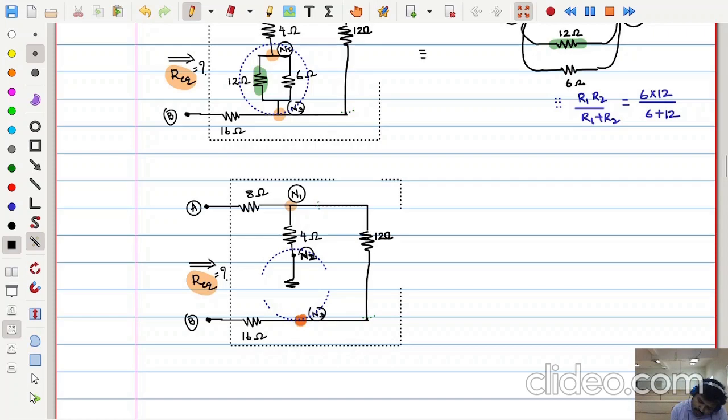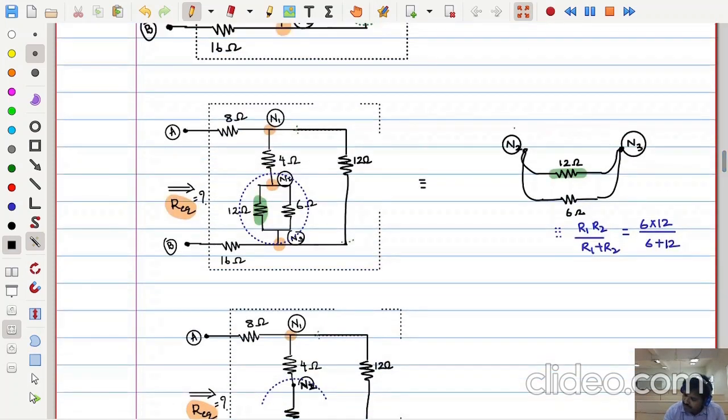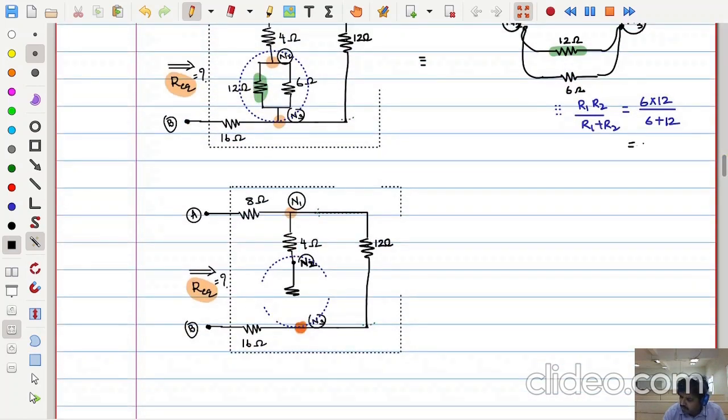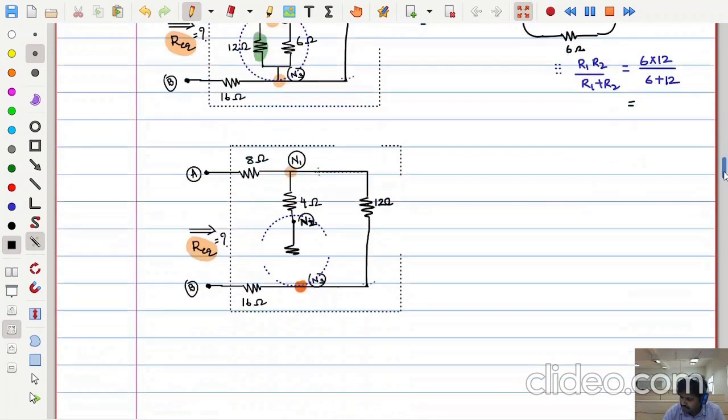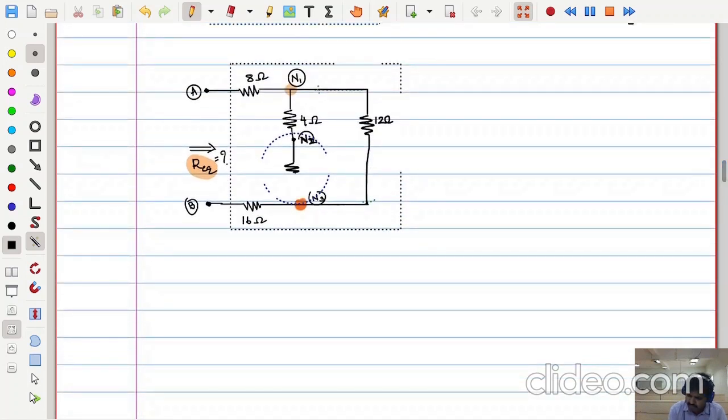So in between this N2 and N3, I am replacing these two by a single element. How much is this value? It should be above 6 and below 12? No, lesser than 6. 4 ohms, is that right? Cross verify. Yes, sir. 72 by 18. So connect this over here. How much is that? 4 ohms. Is that correct? Now let me remove these dotted lines also.